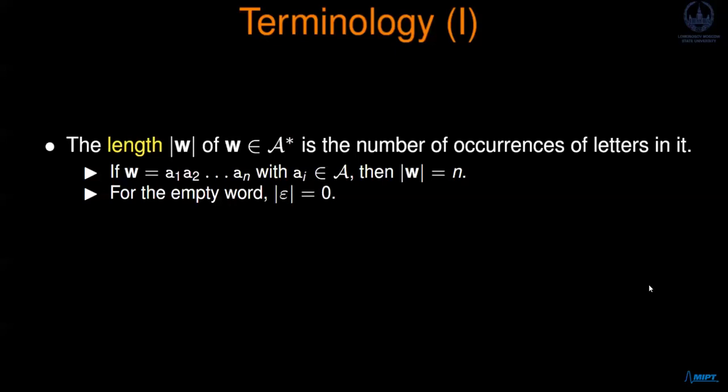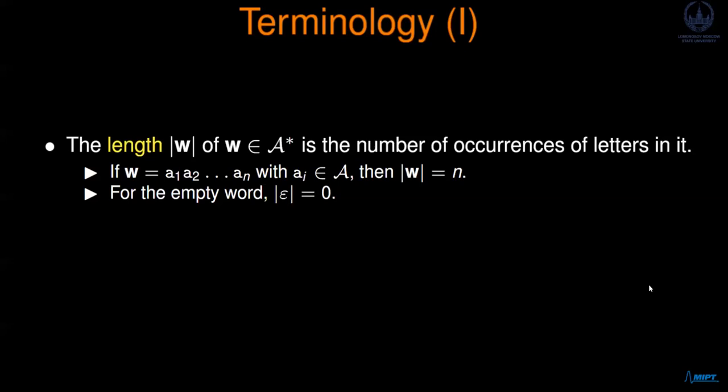Now, before we go further, let's define some important terminology that we will use throughout the talk. First, the length of a word, denoted by the absolute value of W, is simply the number of letters or symbols in the word. For example, if we have a word W equal to a1, a2, up to an, where each ai is a symbol from an alphabet A, then the length of the word W is n.